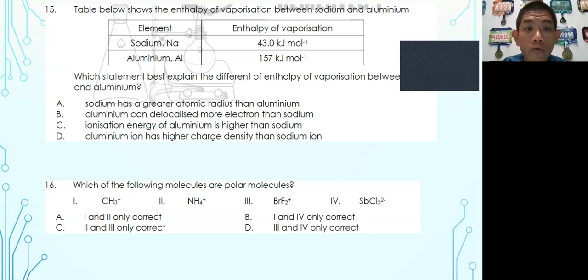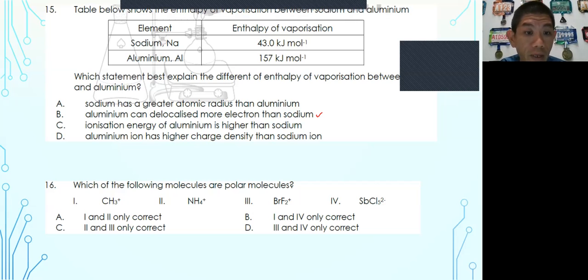Number 15, the table below shows enthalpy of vaporization of sodium and aluminium. Which statement best explains the difference of the enthalpy of vaporization between sodium and aluminium? A, sodium has a greater atomic radius than aluminium, which is not the best to explain, even though this statement is true. B, aluminium can delocalize more electrons than sodium, which is true. Okay, B may be the answer. Let's have a look at the following. Ionization energy of aluminium is higher than sodium, which is true, but it does not explain why the enthalpy change is greater. So I reserve this for a while.